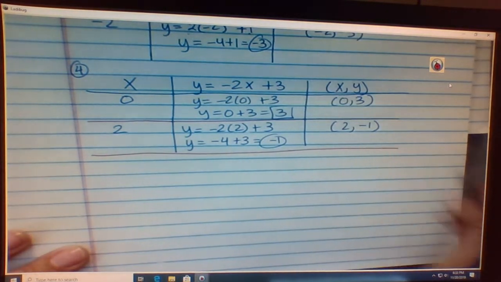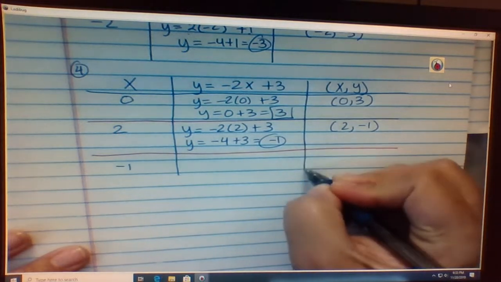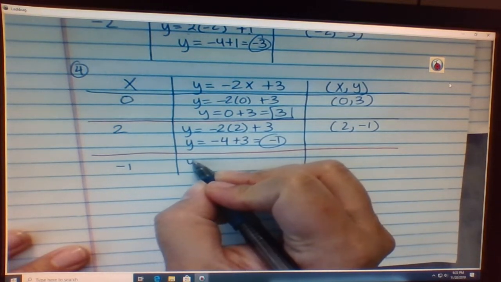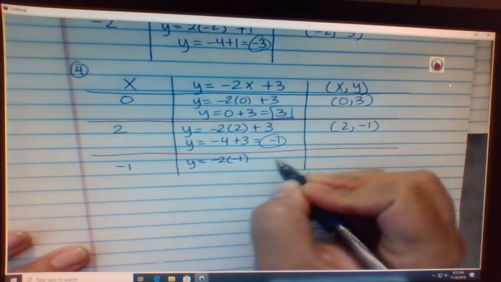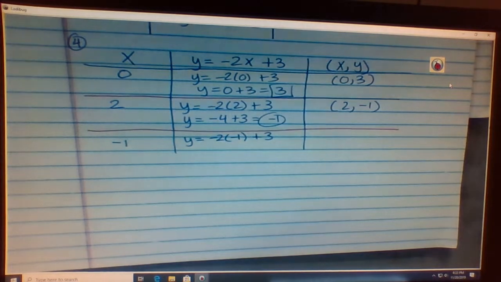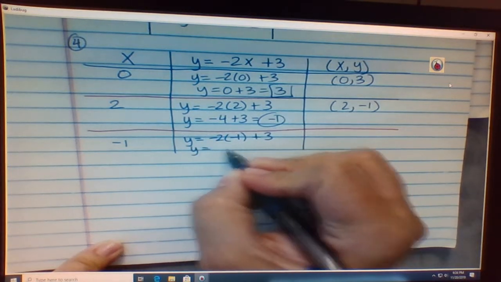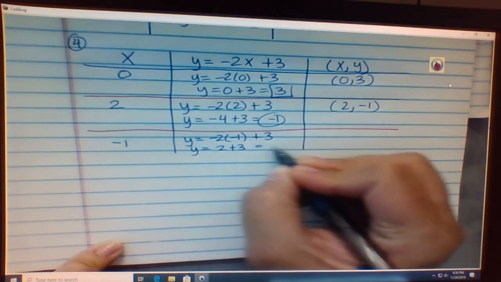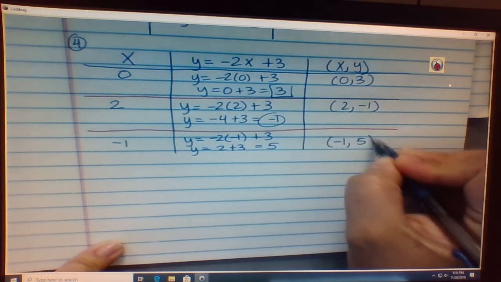I picked negative 1. You were brave, then, you picked a negative 1, and it gave me a triangle. Okay. y equals negative 2 times the negative 1 plus 3. Oh, never mind. I just did my math wrong. There you go. A negative times a negative becomes a positive. 2 plus 3 is 5. So I have (negative 1, 5).